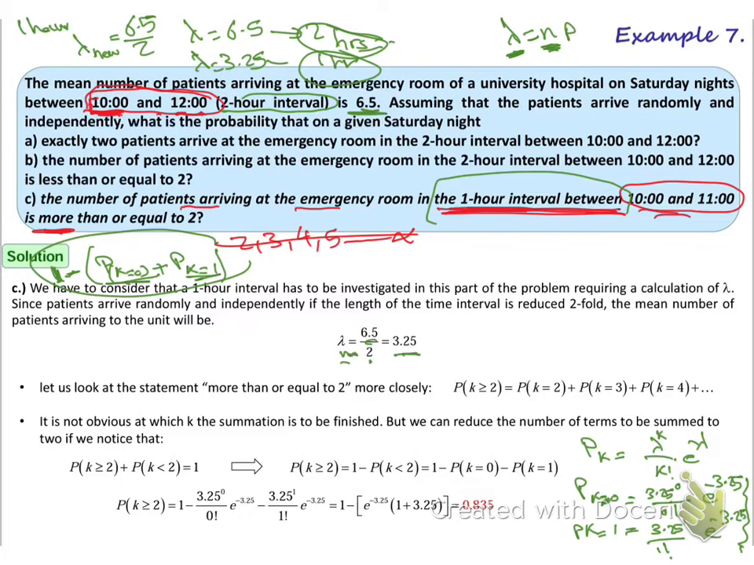So the answer will be the probability of k equals 0 plus the probability of k equals 1, which will equal 0.165. Okay, this is the probability. So the probability of k greater than or equal to 2 will be equal to 1 minus 0.165, which equals 0.835. Okay, this is the answer. I hope it's clear also, and it is simple. The only trick was the interval.